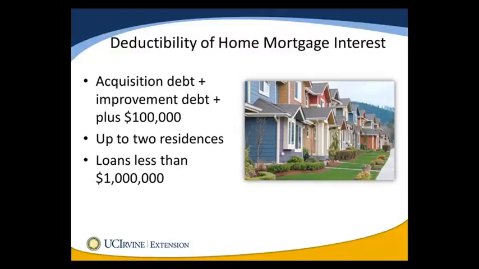The deductibility of home mortgage interest is certainly a favorite of many Americans. But as with all things tax-related, it's not as simple as it sounds. The interest that is deductible is acquisition and improvement debt plus $100,000. So, if you had paid down your mortgage to $50,000 and then borrowed $125,000 to pay off your credit card or your car loans, the interest on $25,000 would not be deductible.